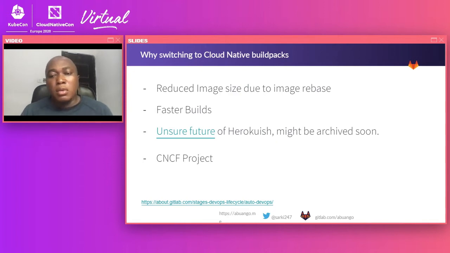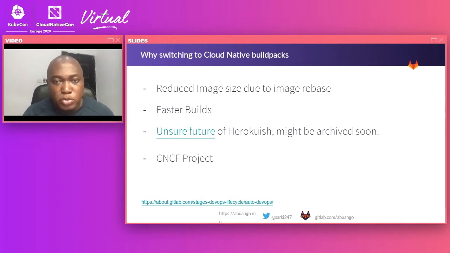So, but why are we switching to Cloud Native Buildpacks? The main reason is that when using Auto DevOps, and because most of this happens over the internet, the amount of data that is consumed in building, rebuilding, and pulling images and so on is enormous, and image sizes tend to grow along the line in the CI pipeline. So one of the reasons that we are switching to Cloud Native Buildpacks is to make the image sizes smaller with image rebase, like I mentioned earlier.